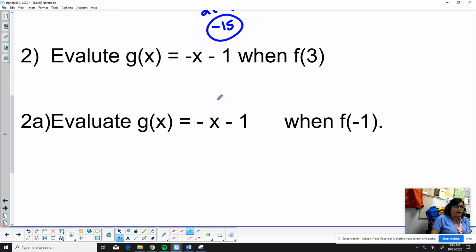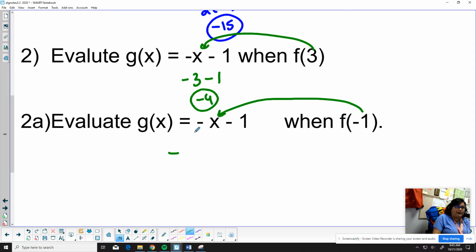All right, so if we try 2, we're taking the 3 and we're putting it in here for x. So negative 3 minus 1 is negative 4. If you got that right, give yourself a pat on the back. And we're taking this function and we're taking the negative 1 and putting it in there for x. So negative, because there's 1 here, negative 1 minus 1. Well, these two make a plus, so that's 0. So the answer is 0.